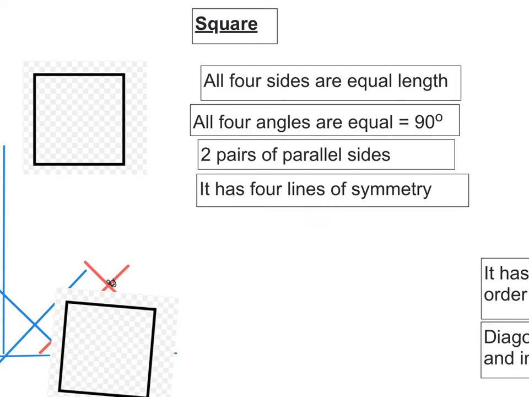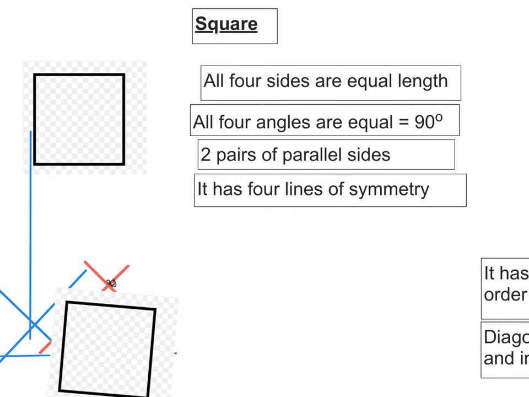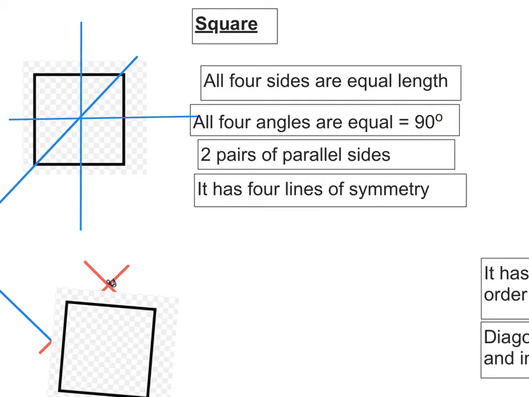Next property, it has four lines of symmetry. So let's put them on. We have the one down the middle. We have the one across it. One going from that diagonal to diagonal. And the other one going from the other diagonal. So it has four lines of symmetry.